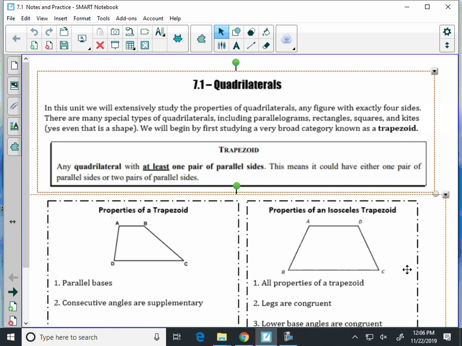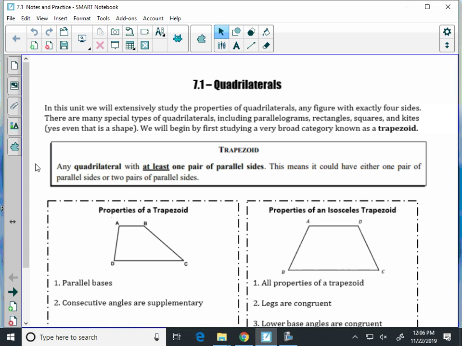Quadrilaterals, and we are going to extensively study the properties of quadrilaterals. And a quadrilateral is any figure that has four sides. A four-sided figure, any four-sided figure is called a quadrilateral. There are many special types of quadrilaterals, including parallelograms, rectangles, squares.